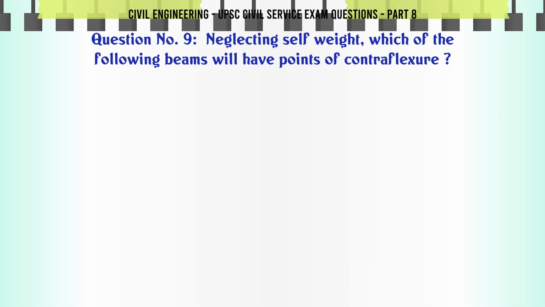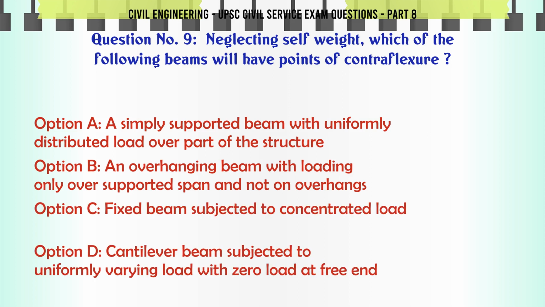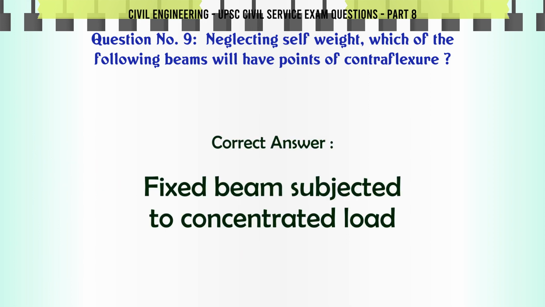Neglecting self-weight, which of the following beams will have points of contraflexure? A. A simply supported beam with uniformly distributed load over part of the structure. B. An overhanging beam with loading only over supported span and not on overhangs. C. Fixed beam subjected to concentrated load. D. Cantilever beam subjected to uniformly varying load with zero load at free end. The correct answer is fixed beam subjected to concentrated load.